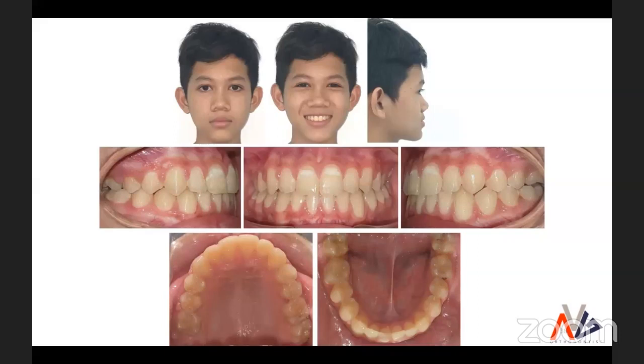Almost the same philosophy that I've been using on all these cases, just to give you an idea of how to actually diagnose a pseudo class 3. Very simple cases. All you have to do is just jump the bite, clear the premature contacts, and then you're good to go.